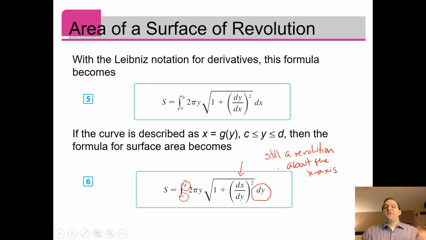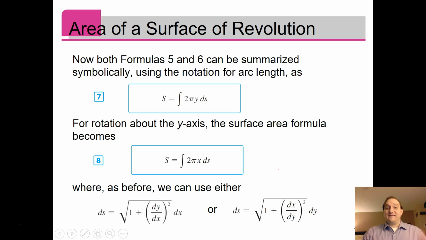What if we want to do a revolution about the y-axis? Everything is basically the same. The only difference is that if we're revolving about the y-axis, then instead of y in our integral, we have x. That's the key difference: if we're revolving about the y-axis, we have x in our integral.